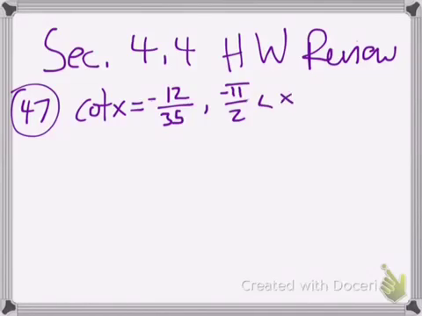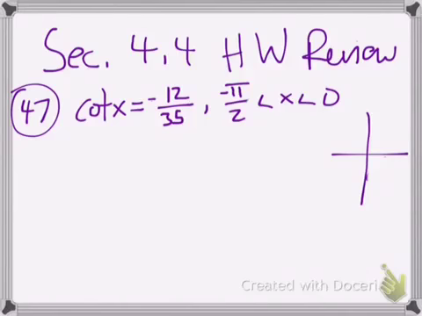What is this telling us? It's in quadrant 4. Remember, negative pi over 2 is down there, and 0 is there. So we're in quadrant 4. That's what that information tells us. What are we trying to find? We want to know those three values.